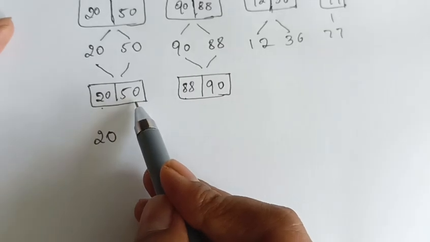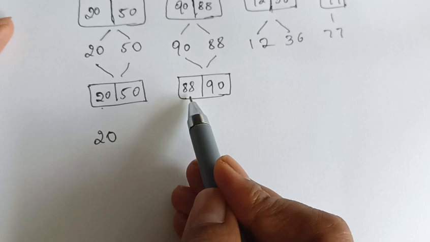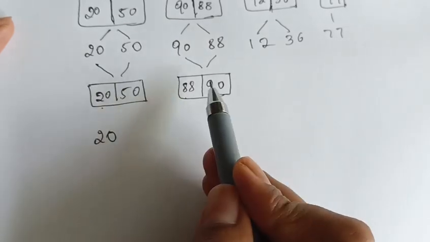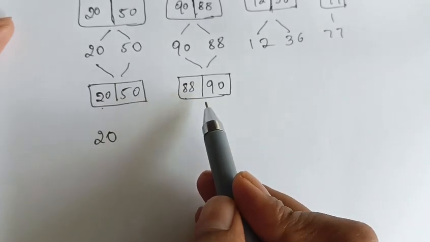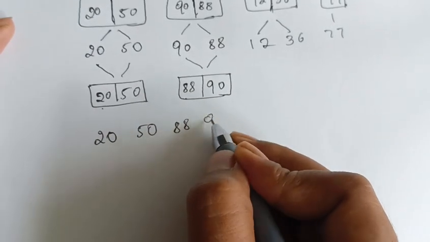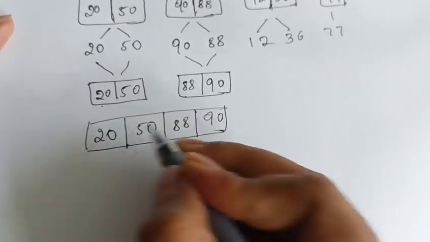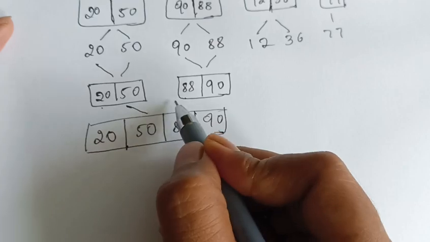Next, I have to compare 50 and 88. Is 50 less than 88? Condition is true. Is 50 less than 90? Condition is true. I'll keep 50 here. This is already sorted, so no need to check. So this is how I'll combine. Now all the 4 elements I have combined.